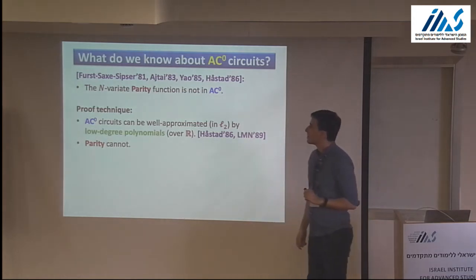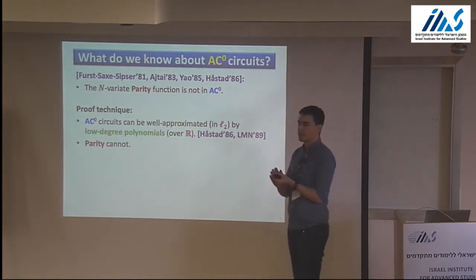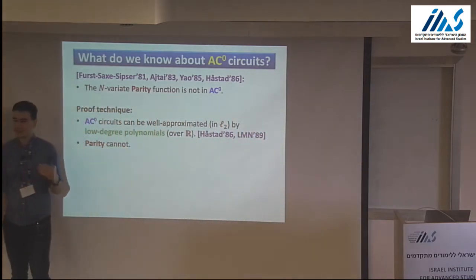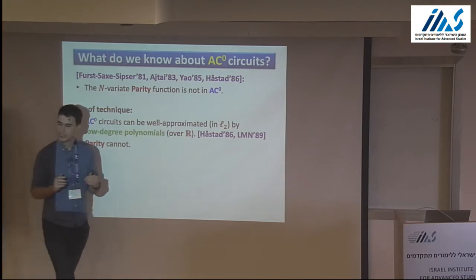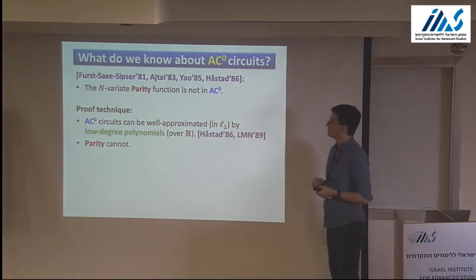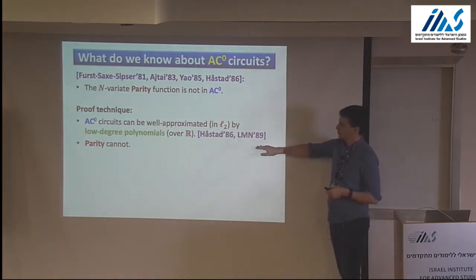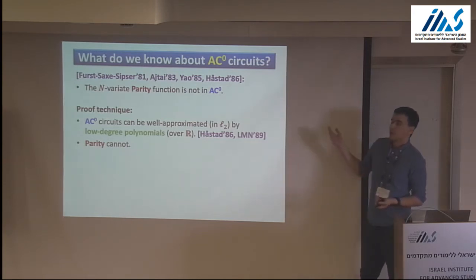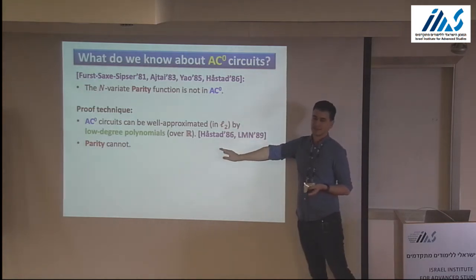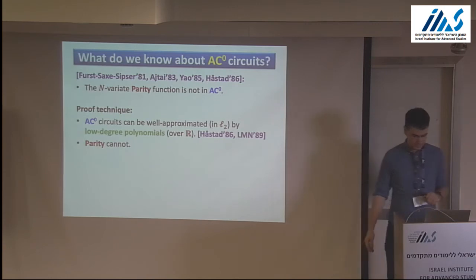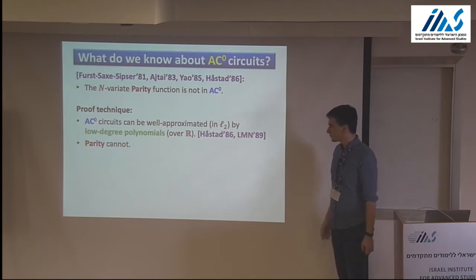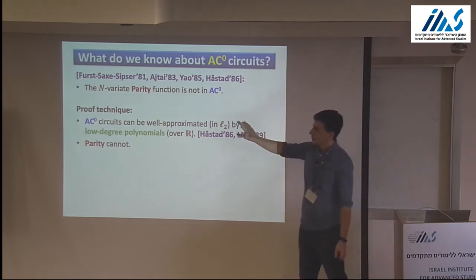On the other hand, you can show that the parity function cannot be approximated at all by low-degree polynomials. If you take a polynomial of degree less than n, then you are correct only with probability 1/2 in some sense. So you get a very lousy approximation by low-degree polynomials for the parity function. Therefore, the parity function is not in AC0, right? Everything in AC0 has a low-degree approximation. This doesn't. Of course, you need to prove that, and it takes a lot of work. So you might want to take this technique and apply it to our setting.